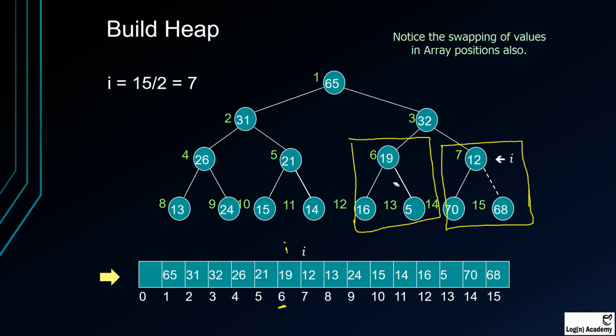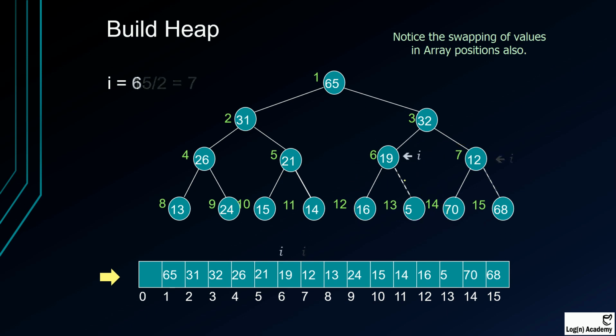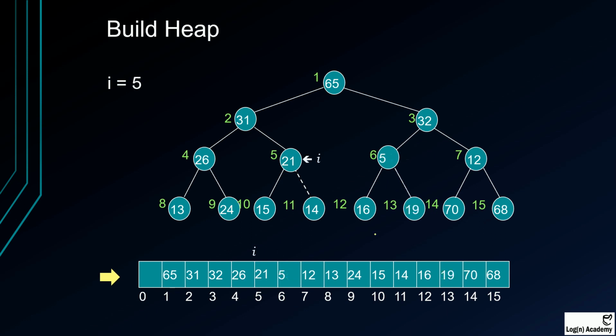So according to this, as you can see, 5 will be swapped with 19. Now, as you can see, I is standing on index number 6, and we will then swap this with 5. So now this structure has been balanced.